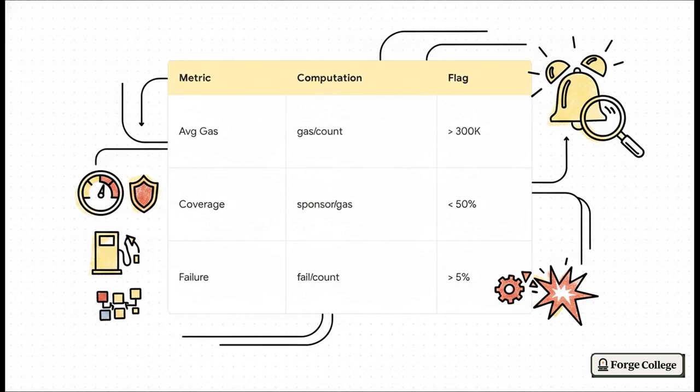We compute average gas per transaction just by dividing total gas by the count. We find the sponsor coverage percentage by dividing sponsor gas by total gas and then multiplying by 100. And failure rate is simply failures divided by count. Those flag conditions we're detailing? These are the mathematical thresholds where your internal alarms should definitely be ringing.